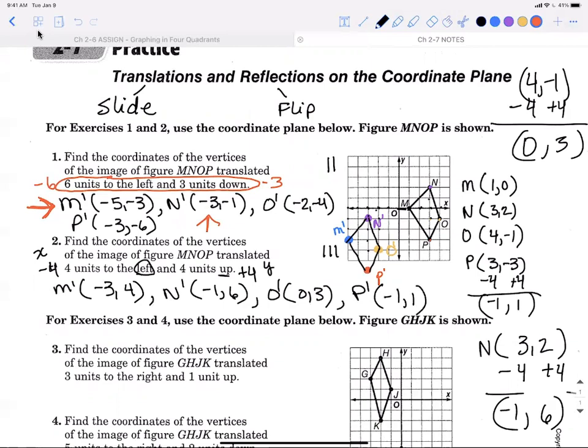So that's a good example of the number 1 of how to do it by graphing the new image and then writing out what the new points are, the new vertices are. The second is a good example of how to do it mathematically.